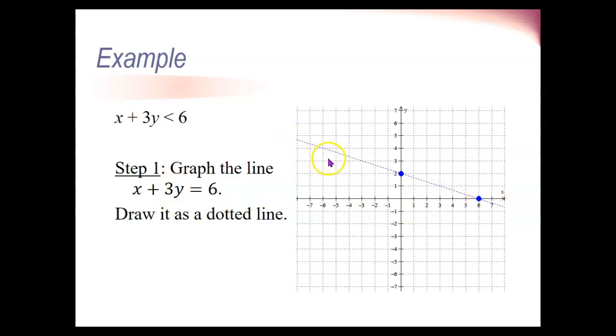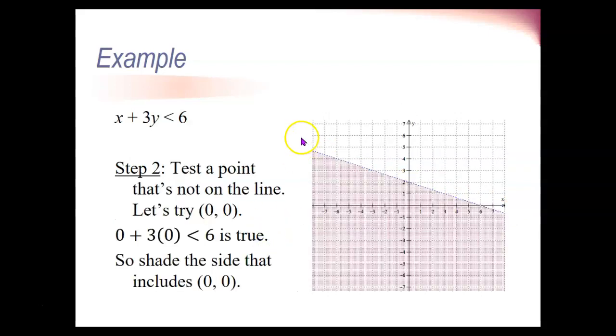And then I can draw the line through those 2 points, but I draw it as a dotted line because of the less than. I don't want to include the points where x + 3y is equal to 6. So since the points on the line are not included, I show that by making it a dotted line.